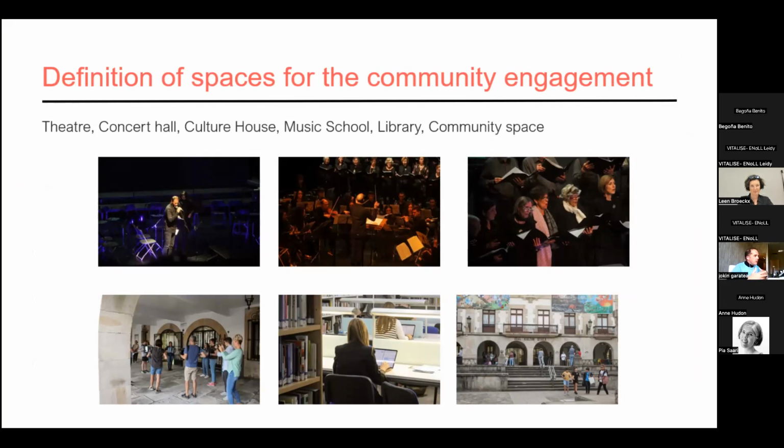Because when we talk about the smart space, everybody was thinking of a closed space with technology. We say, no, look, we need to rethink spaces. It can be a theater, a concert hall, a choir, the atrium of the culture house, the library, and it can also be a square. So this is something that we need to consider together. What do we call a smart space? Then to start concretizing there. Next one.